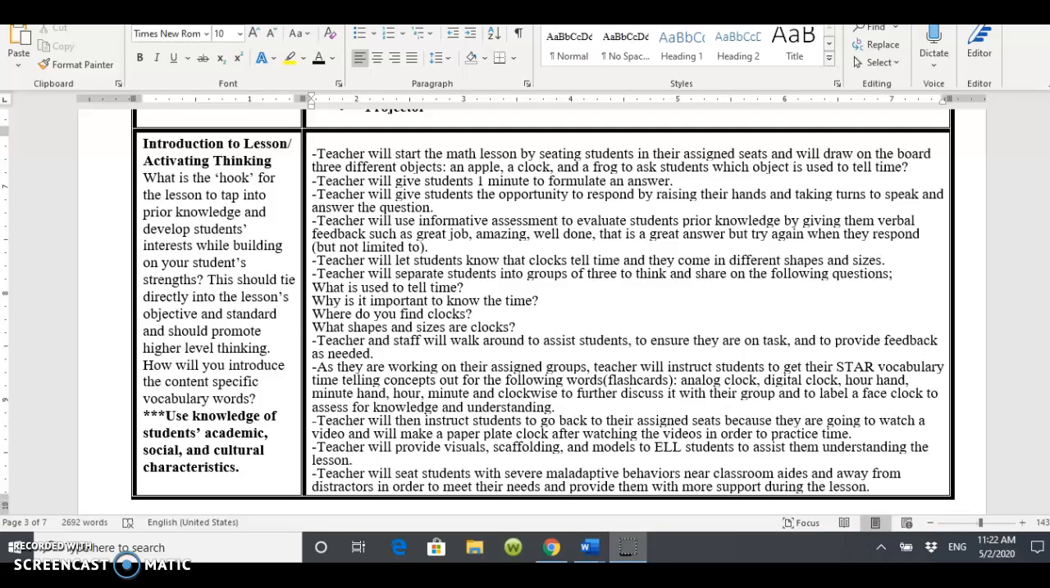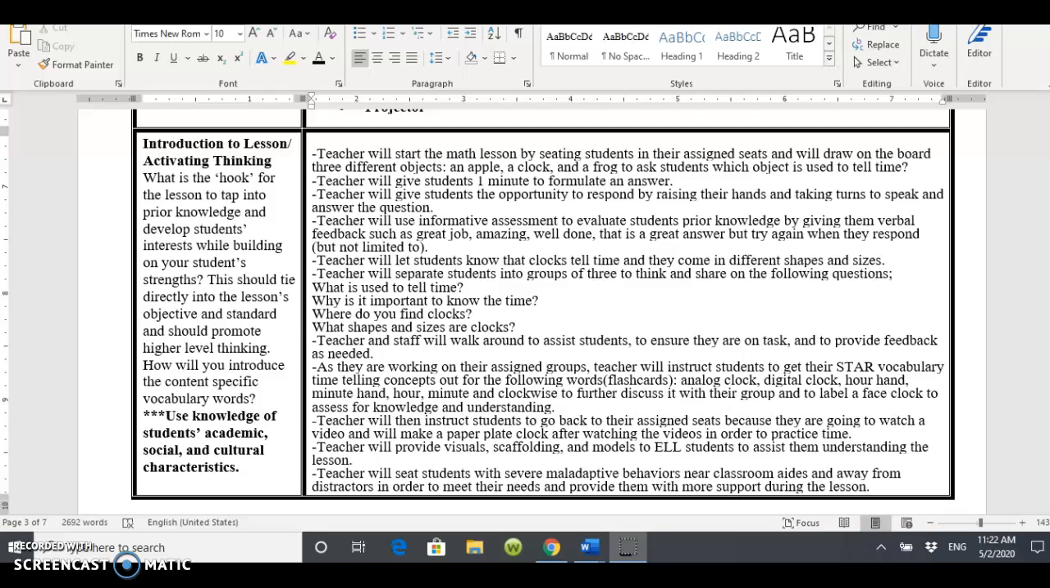Teacher will then instruct students to go back to their assigned seats because they're going to watch a video and will make a paper plate clock after watching the videos in order to practice time. Teacher will provide visuals, scaffolding, and models to ELL students to assist them understanding the lesson.